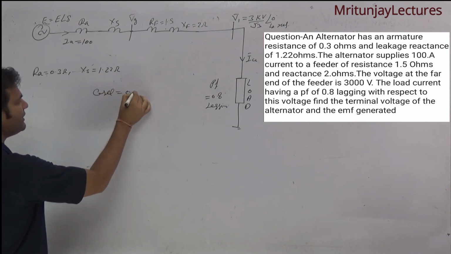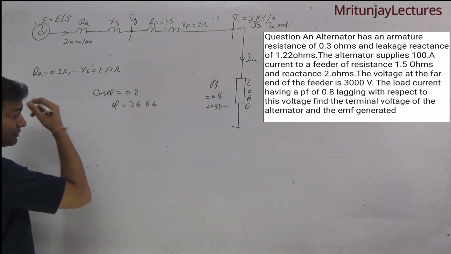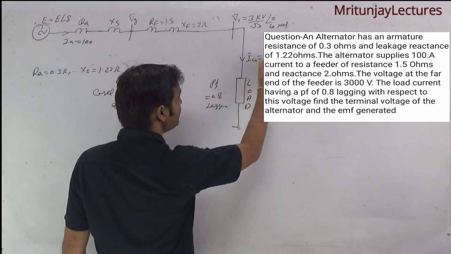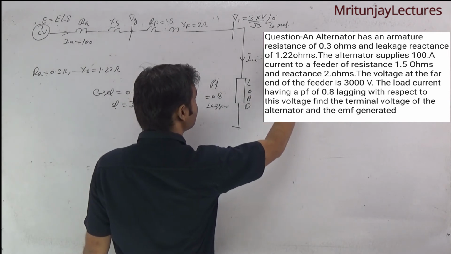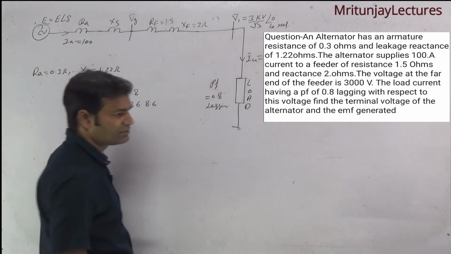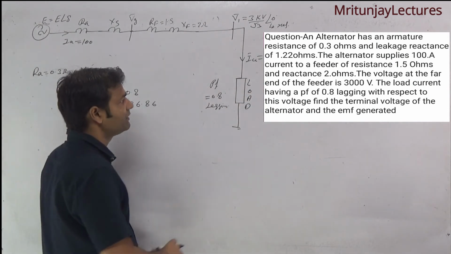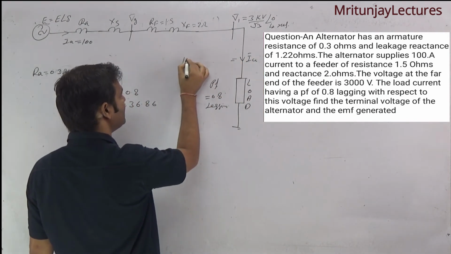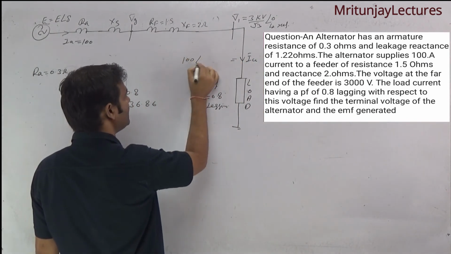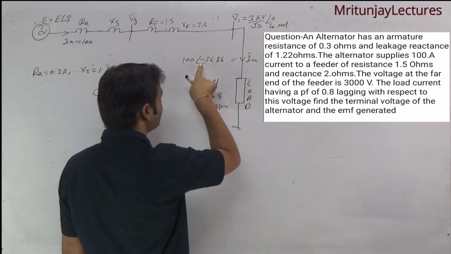So cos phi equal to 0.8 means phi equal to 36.86. So IA is written as 100 at the angle minus 36.86. Why? Because this one is lagging, that's why. The power factor is lagging, that's why minus 36.86 is written.